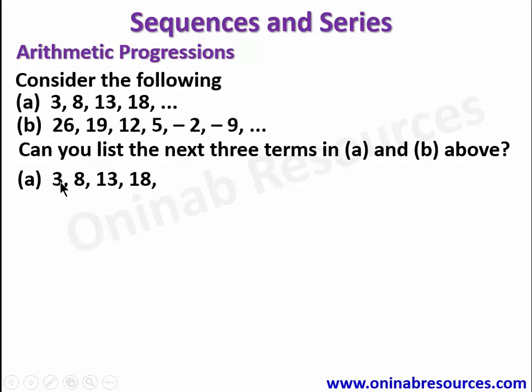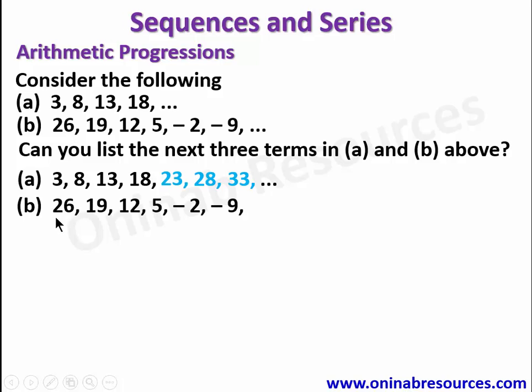So from A, we have 3, 8, 13 and 18. If you look at it, 3 plus 5 gives 8. Will 8 plus 5 also give us 13? Yes, and also 13 plus 5 gives 18. Therefore, to get the next term, 18 plus 5 will give 23. 23 plus 5 gives 28. 28 plus 5 gives 33 and so on.